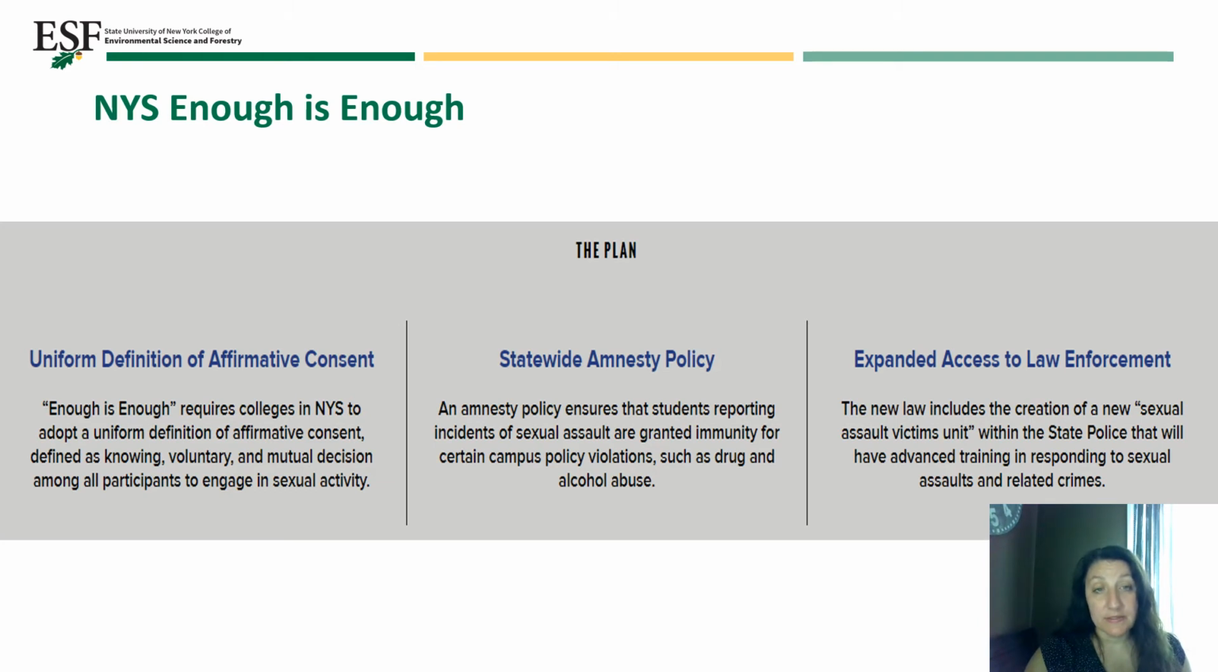The other piece of this legislation is statewide amnesty. And this policy ensures that students reporting incidents of sexual assault are granted immunity for certain campus policy violations, such as drug and alcohol abuse. And the third tier to this plan is the creation of a new sexual assault victims unit within the state police that will have advanced training in responding to sexual assaults and related crimes. So we have a contact within the state that supports us with any case that comes forward.